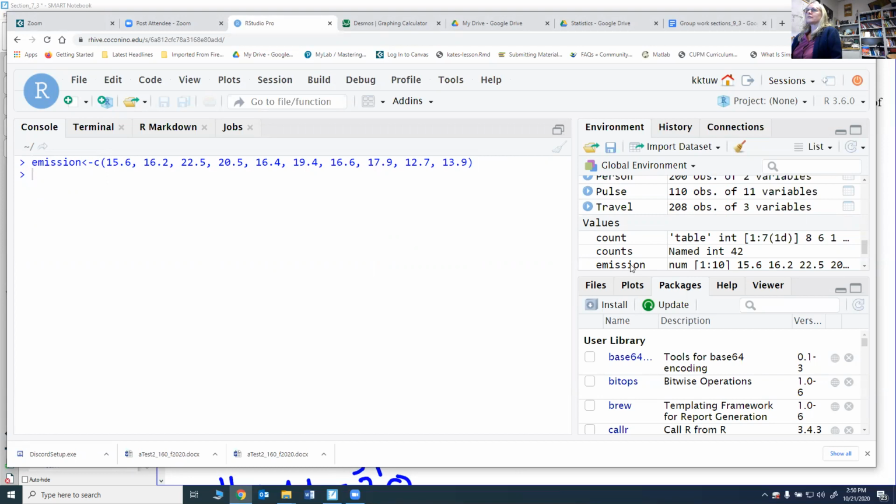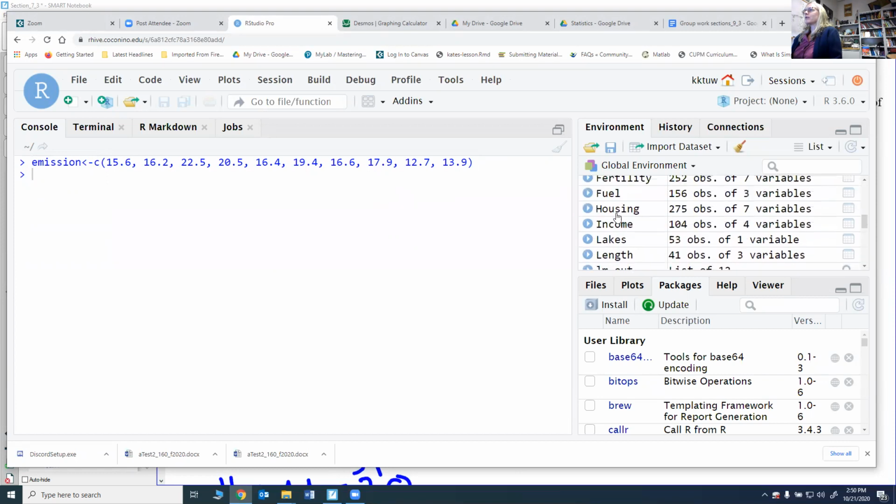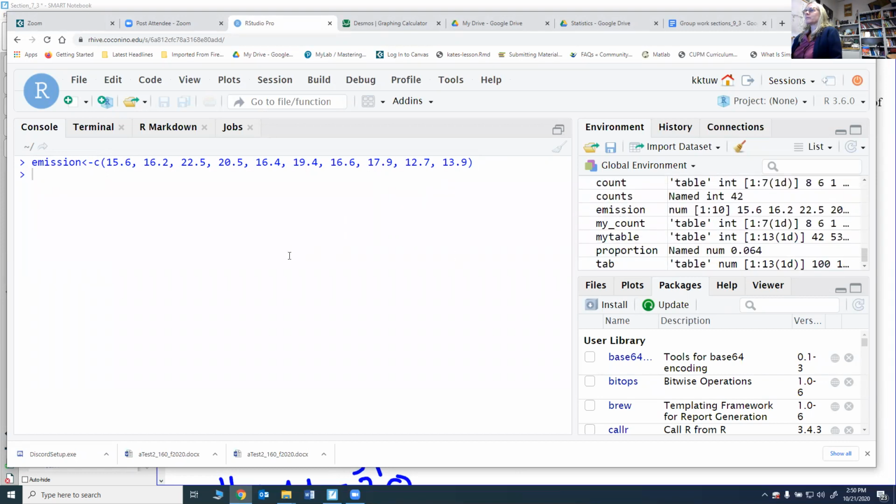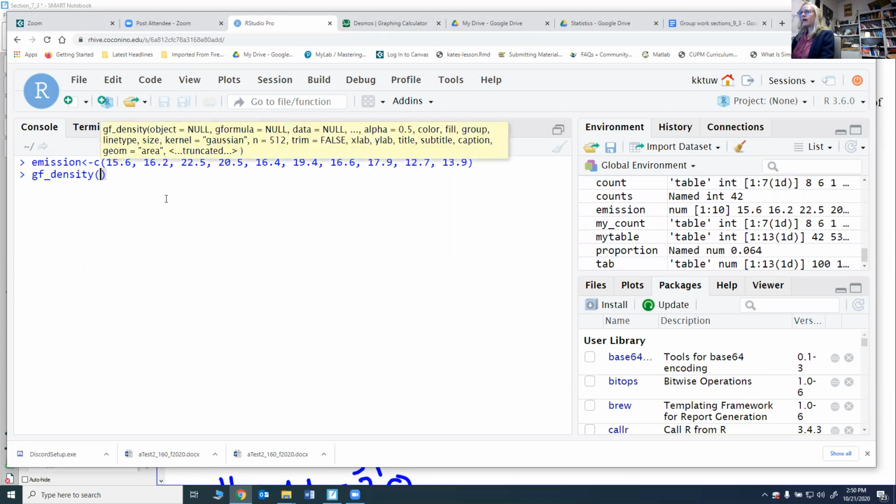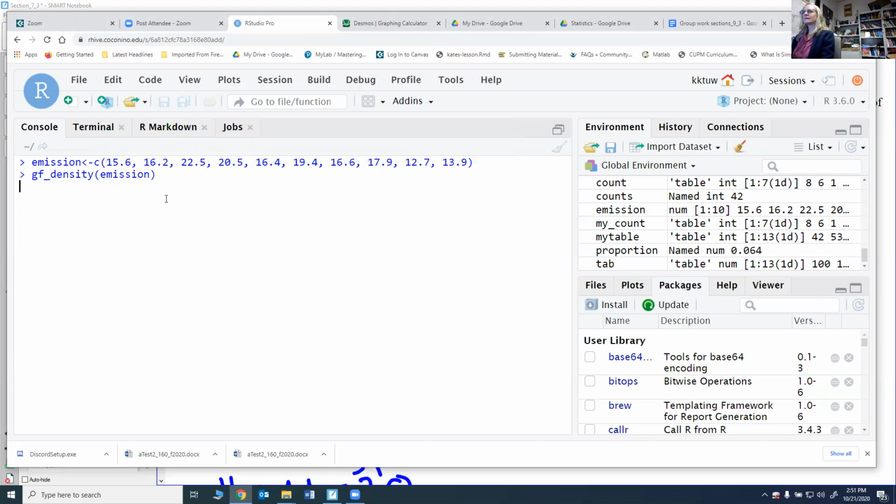You can click on it, but it's not going to do anything for you. It's not going to open it up because it's not really a data frame like these are. This is just a variable. But I still can do the things I've been doing with it. I can still create a graph function, density plot, of my emission, and let's just see if that works.